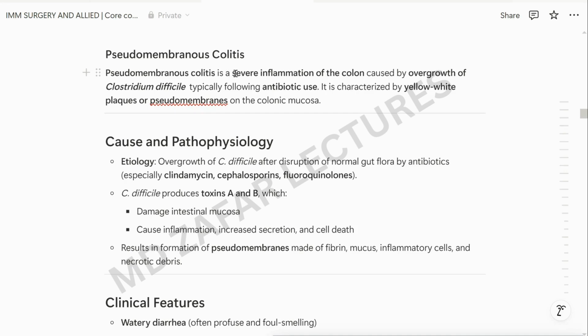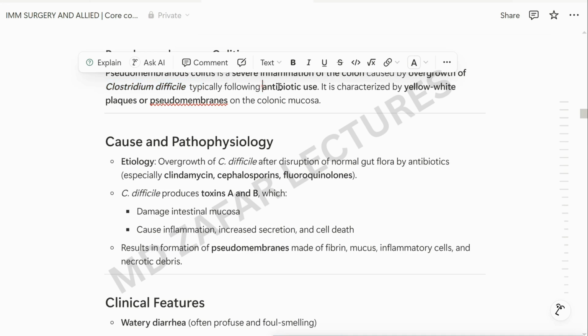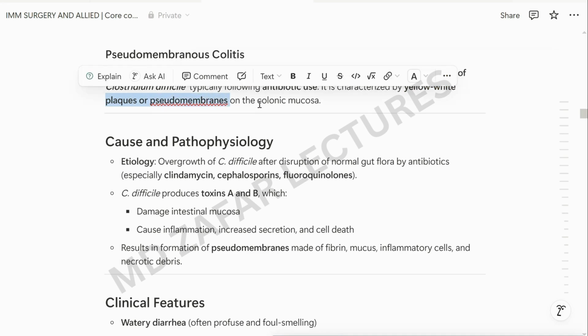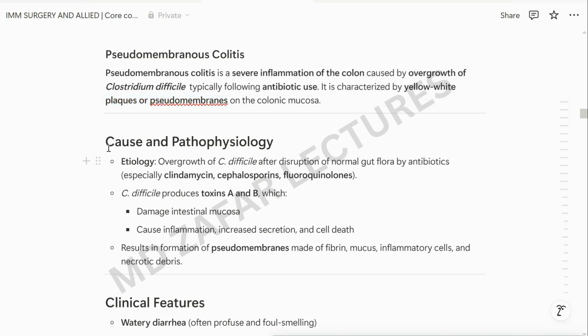Pseudomembranous colitis is a severe inflammation of the colon which is caused by the overgrowth of Clostridium difficile, typically following an antibiotic use. We will talk about these antibiotics in the next slide. So it is characterized by yellow-white plaques or pseudomembranes, which is the characteristic finding on the endoscopy within the colonic mucosa. So I will explain the pathophysiology with a diagram and then we will come to the text.